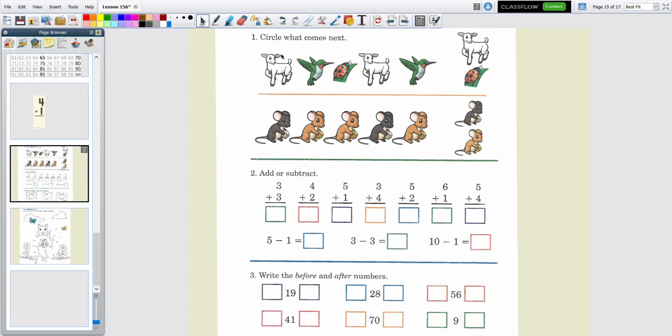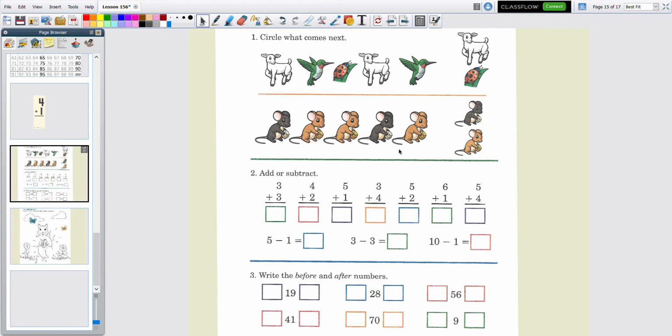Okay? Here we go. Take a deep breath. Lamb, hummingbird, bug. Lamb, hummingbird. What would come next? The bug. That's right.